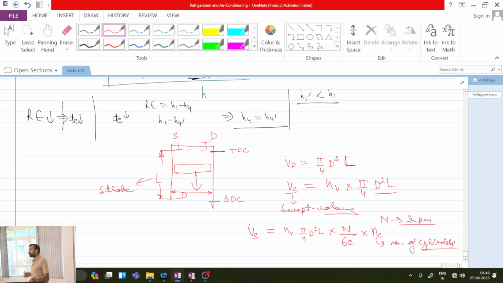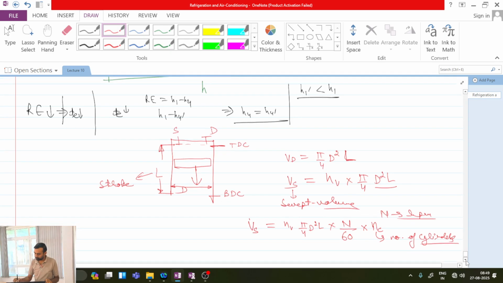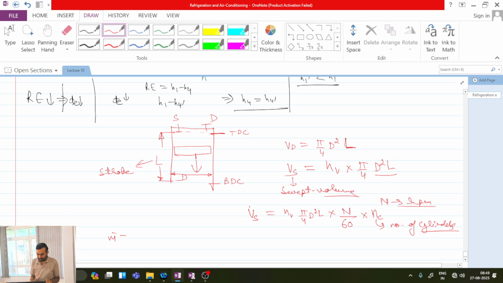Now what will be the mass flow rate? Mass flow rate of the refrigerant which is passing through the compressor will be equal to V dot S, volumetric flow rate, divided by specific volume. Is this point clear? So now from here mass flow rate comes out to be volumetric efficiency of the compressor into pi by 4 d square L N by 60 into NC divided by v.